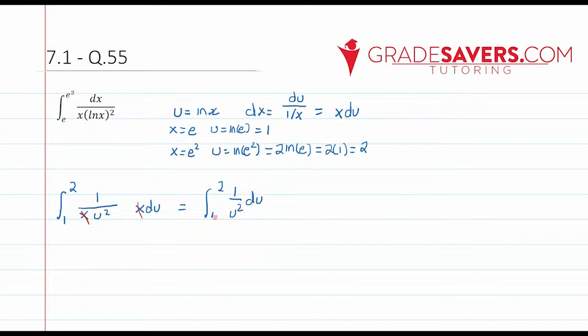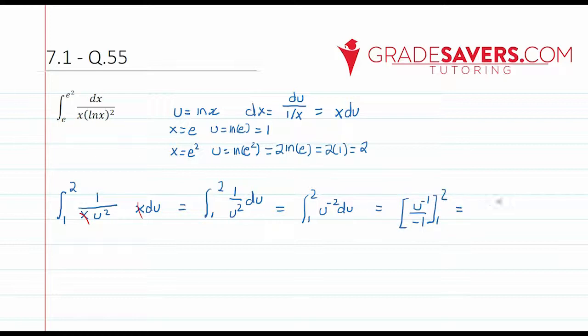And in order to solve this integral, we should realize this is equivalent to the integral from 1 to 2 of u to the negative 2 du. And by making it look like this, we see right away we can use the power rule to evaluate this integral. So it becomes u to the negative 2 plus 1, which becomes negative 1, divided by this new exponent, so negative 1. And we need to evaluate this from 1 to 2.